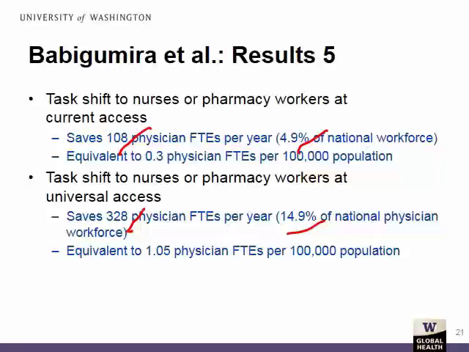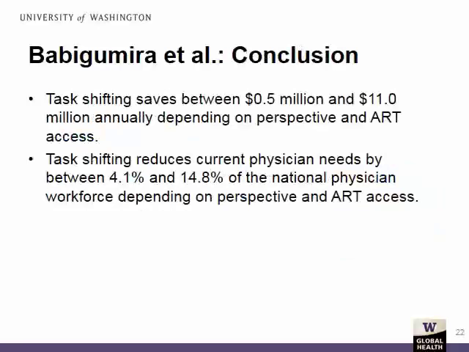So maybe these physicians would go and do surgery, would do cesarean sections instead of seeing HIV patients on a month-to-month basis. And the conclusion was that task shifting would save between $500,000 and $11 million annually, depending on the perspective and the level of access to ARVs, and that there would also be substantial physician FTEs saved.